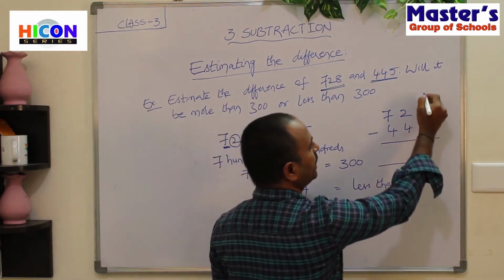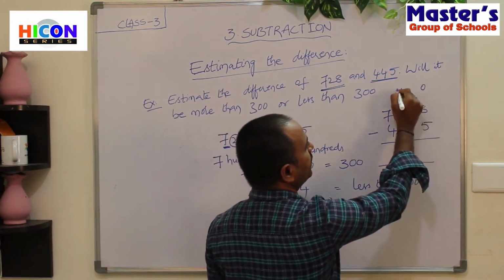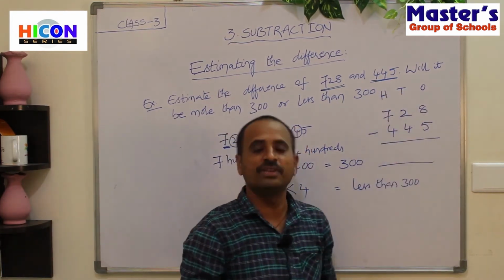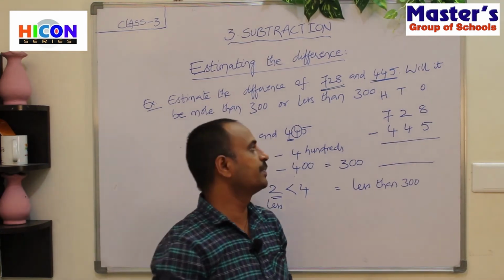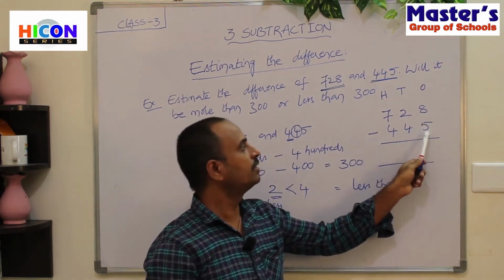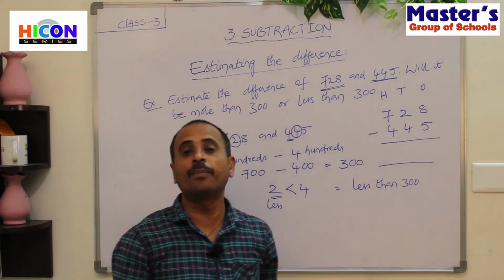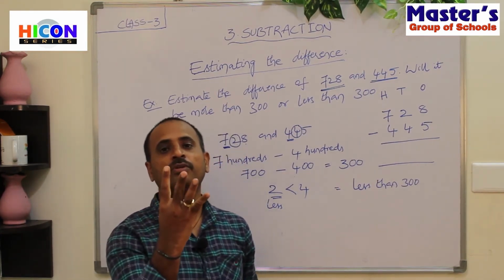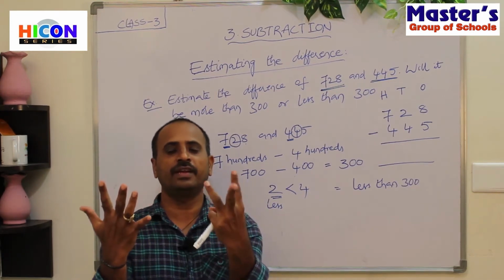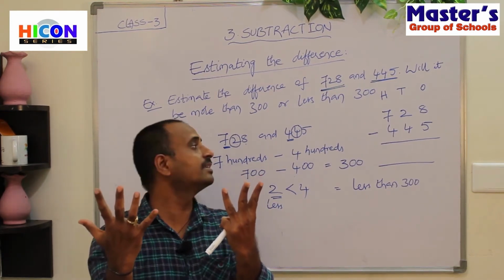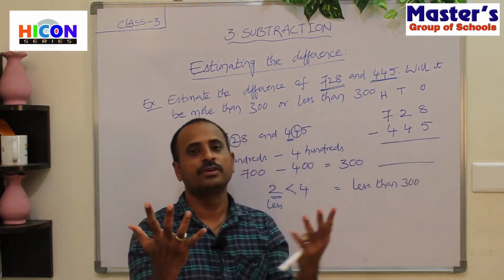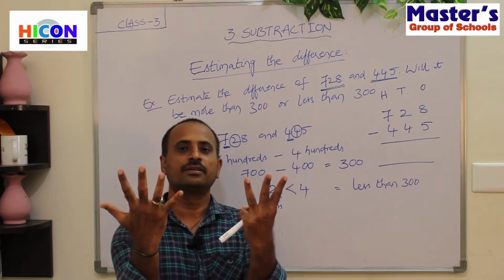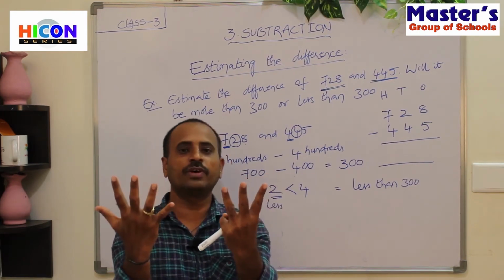This is ones place, this is tens place, and this is hundreds place. Now start subtraction from ones place. What are the digits present in ones place? 8 and 5. What is the first number here? 8. So open 8 fingers of your hand: 1, 2, 3, 4, 5, 6, 7, 8. These are the 8 fingers. What is the second number in ones place? 5. So close 5 fingers among these 8 fingers.